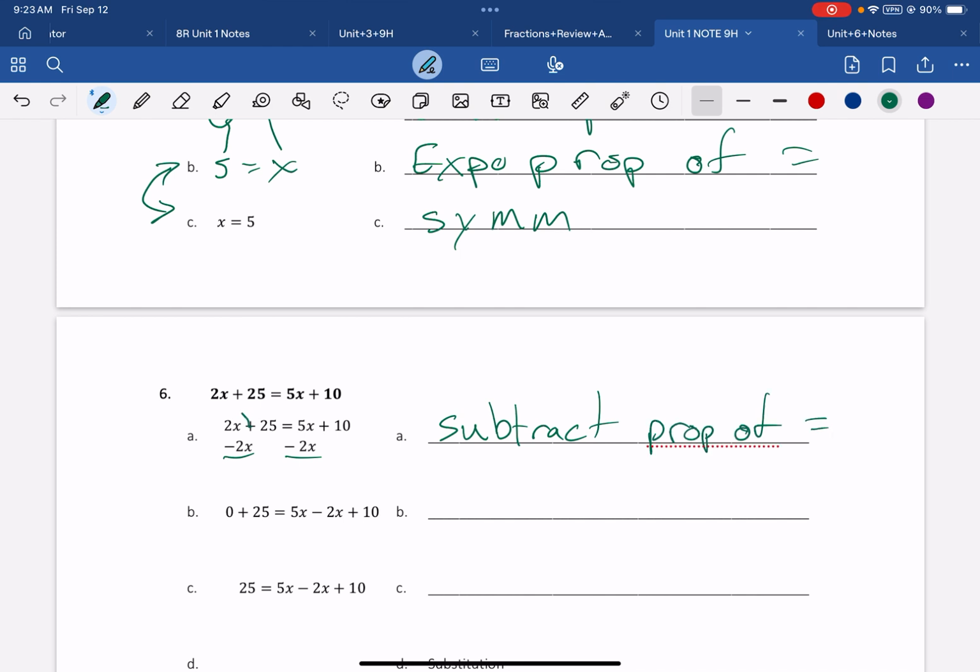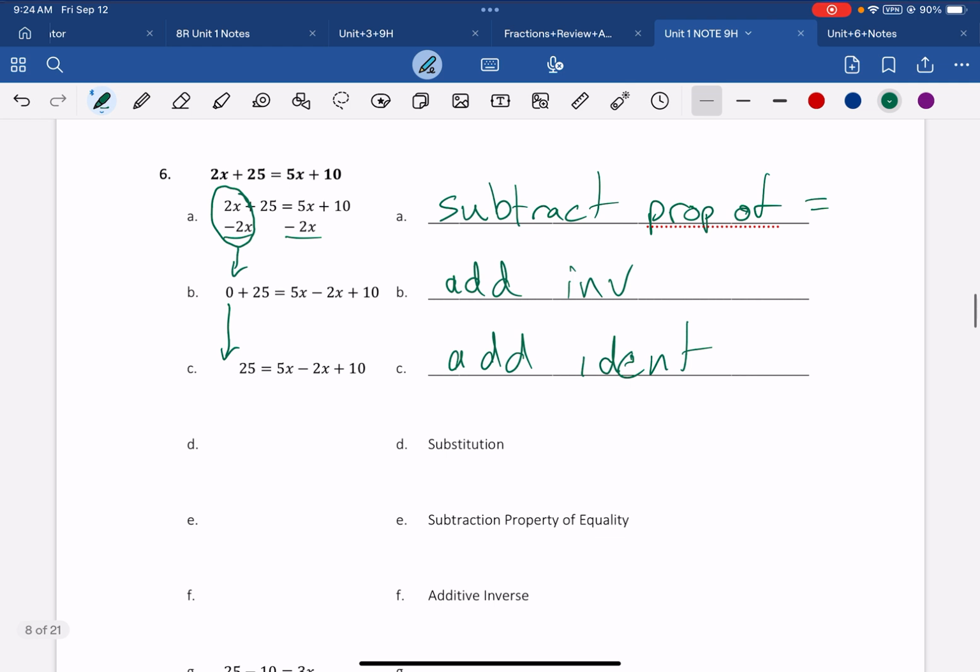And then we only changed this. Notice that everything else stayed the same, including the 5x minus 2x. So 2x minus 2x became 0. That is the additive inverse. When the 0 disappears, that's additive identity. Next up, I'm going to do a substitution when you add these together, and they become 3x.